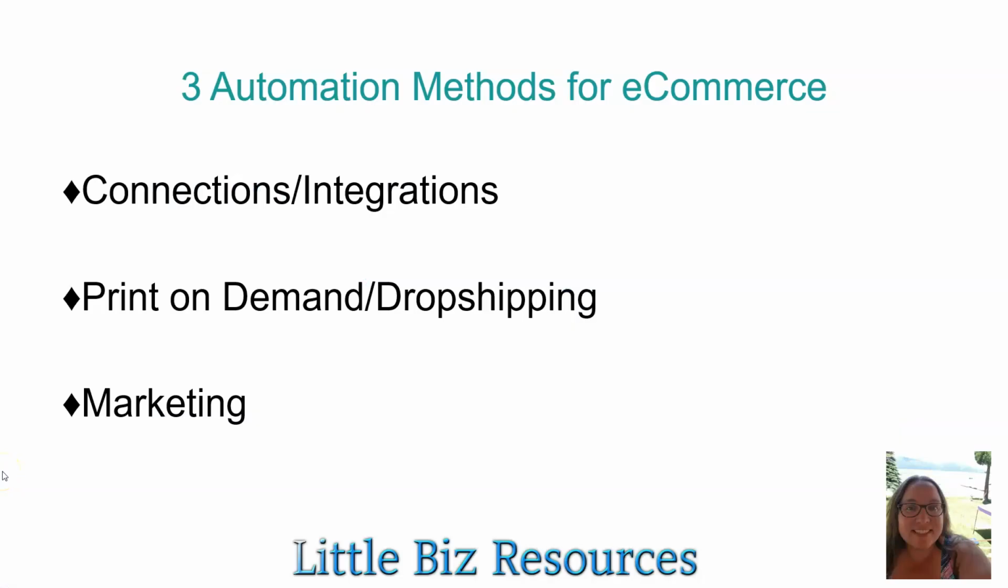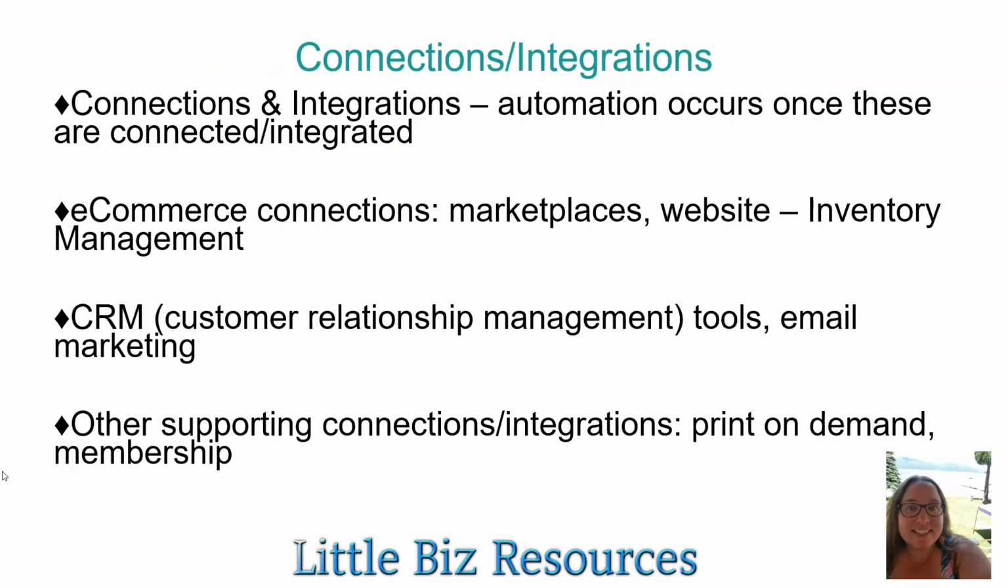We're specifically going to look at 3 automation methods for e-commerce. The first one is connections and integrations. The second one, print on demand and drop shipping, and the third one is marketing. And I should say these are not always exclusive, but they're the 3 different topics we're going to explore. So let's look at the first one, connections and integrations.